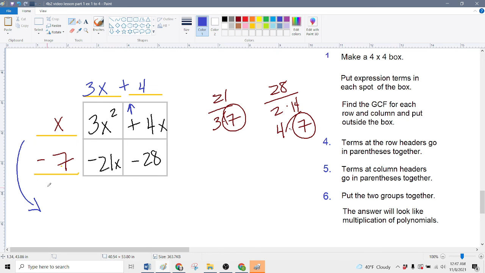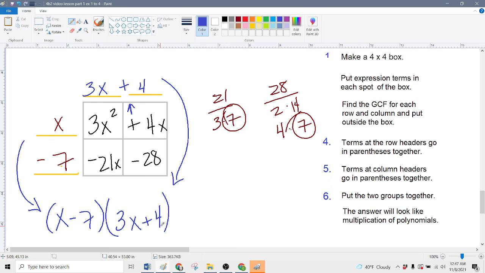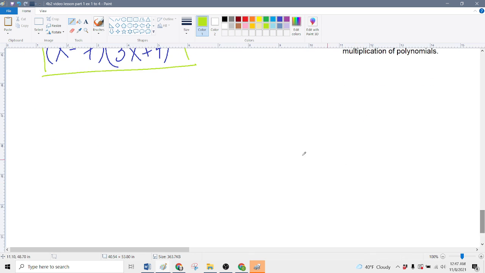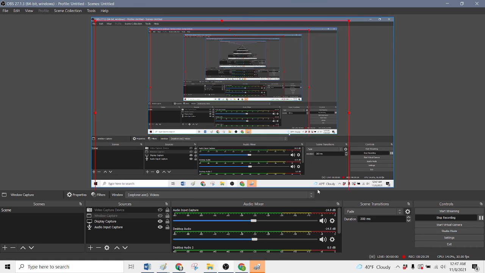All right, side terms will go together in that first set of parentheses. Here's the x. Here's that subtract 7. Now we need another set of parentheses without anything in the middle. We'll put those top terms down. 3x plus 4. Guys, that is the answer for example 4, 4B part 2. All right, examples. We just did examples 1, 2, 3, and 4.